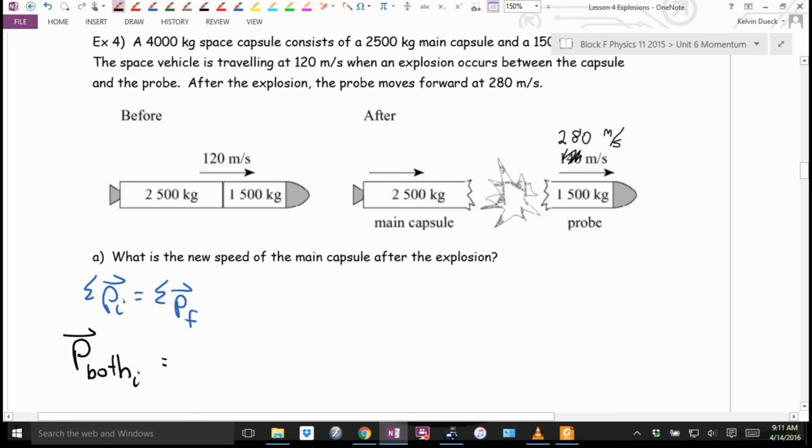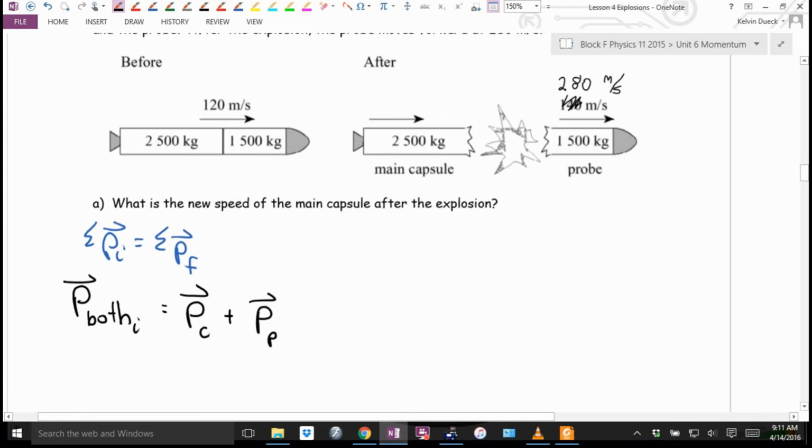Boom! They explode. After the explosion, Ryan, what's moving? The capsule, the probe, both, or neither? Stuck together or separate? How about C for capsule? P for probe? Okay.